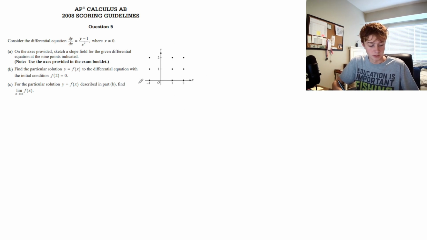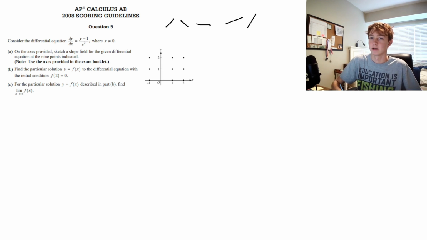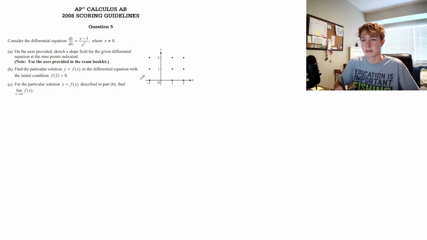So to find the slope of each line, for the AP test, it only matters that your slope is positive, negative, or 0. So if the slope at a point, for example, were 2, this line and this line would get the same amount of credit. It just matters that you get the sign correct. So what we're going to have to do to find the slope at each of these points is plug in points, the points being each of these little black dots, into this differential equation.